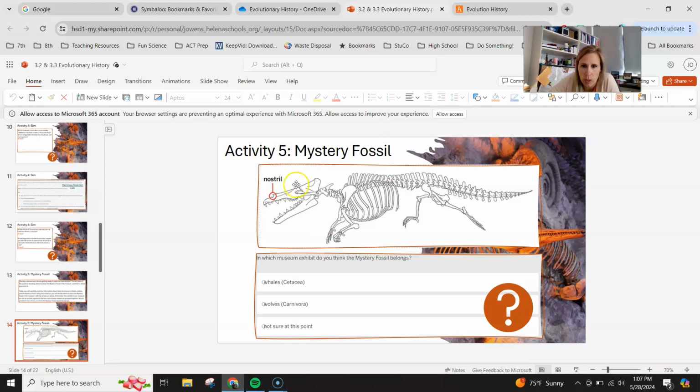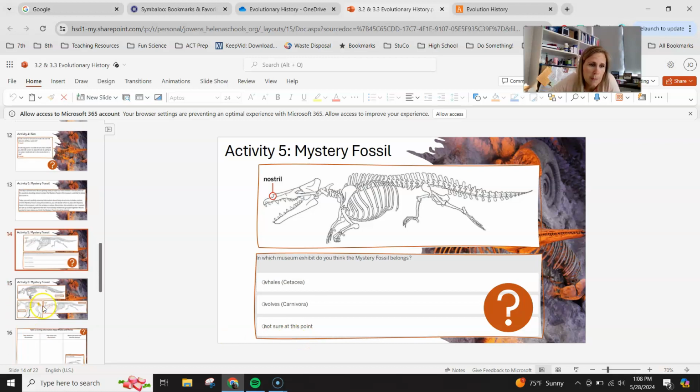Okay, so a reminder, this is what our mystery fossil looks like. In which museum exhibit do you think the mystery fossil belongs? So go ahead, just make a prediction now. We've already done this a couple times. So whales, wolves, or not sure.